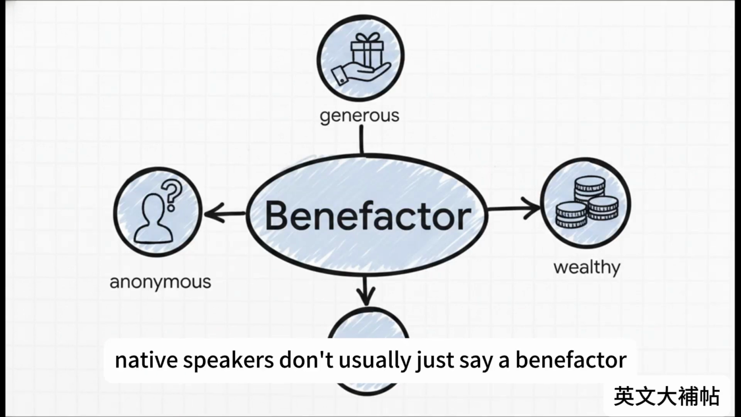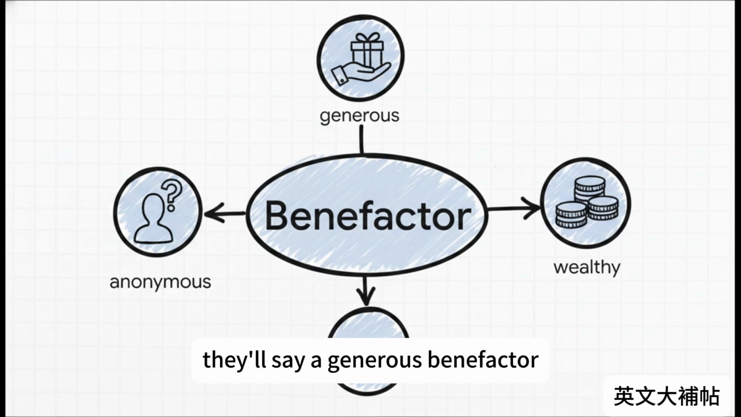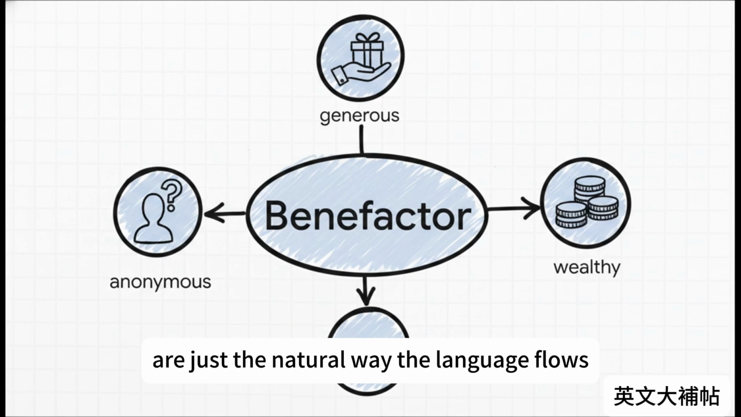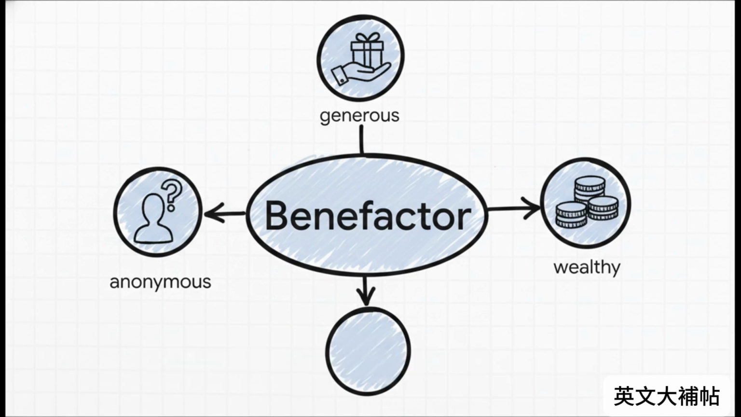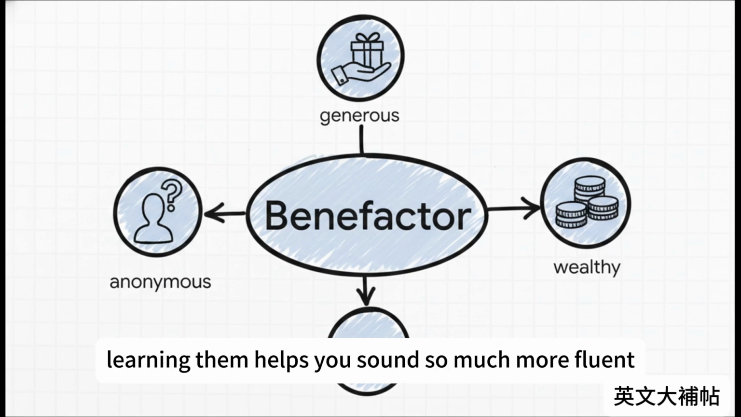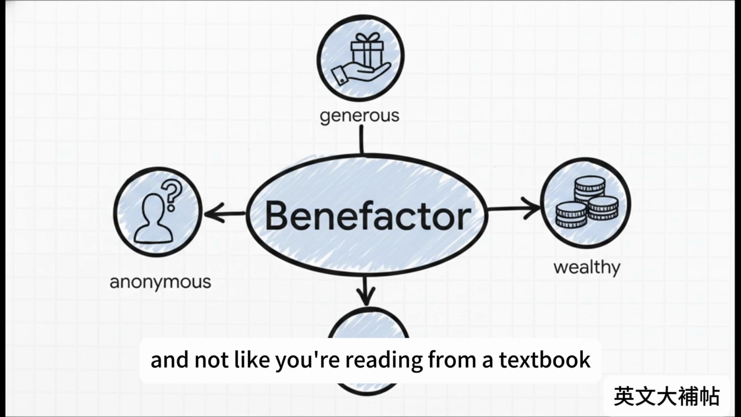Native speakers don't usually just say a benefactor. They'll say a generous benefactor, or an anonymous benefactor, or a wealthy benefactor. These word pairings, or collocations, are just the natural way the language flows. Learning them helps you sound so much more fluent and not like you're reading from a textbook.